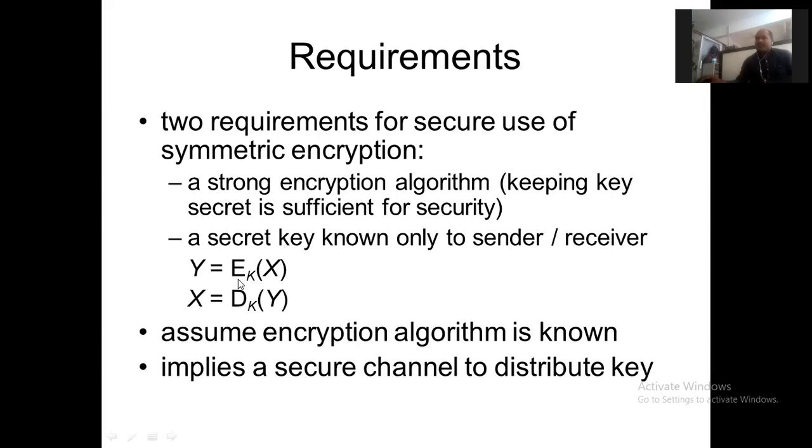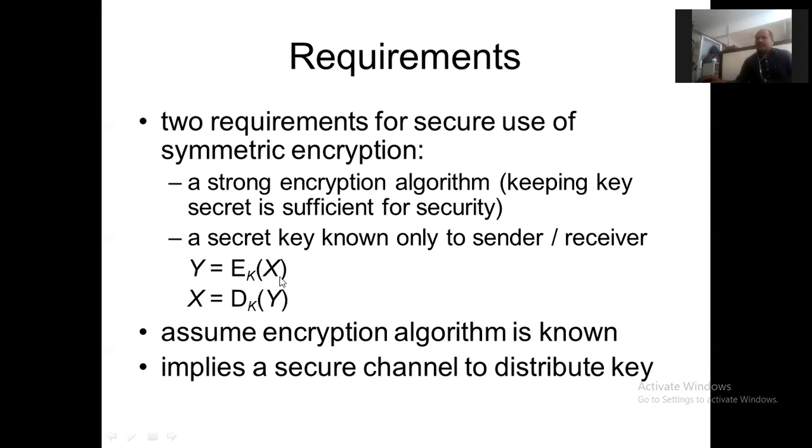Okay, y is equal to E_k of x, and again x is equal to D_k of y here. This is very important. You should know the meaning of this one. Y is equal to E_k of x, and again what is the meaning of x is equal to D_k of y here? See, the first equation is related to the sender side, and the second equation is related to the receiver side here.